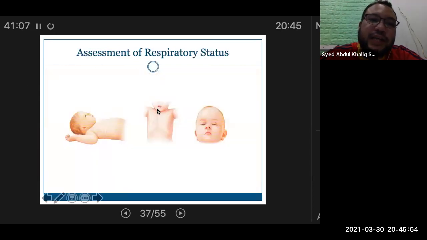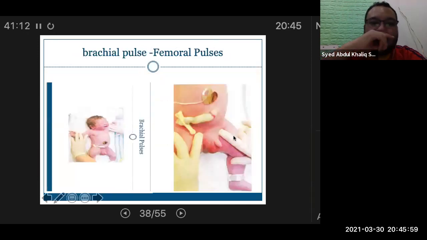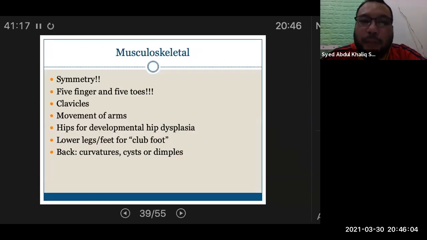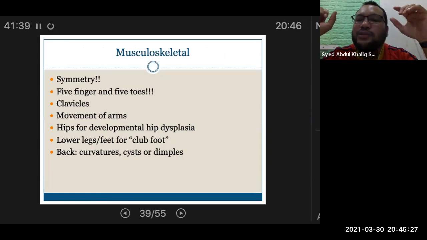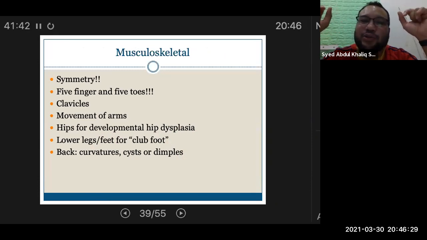You assess for retraction, chest retraction, subcostal recession, intercostal recession, nasal flaring. And then you assess brachial and femoral pulses, as I've shown before, compare, and always make sure that the baby is symmetrical. Meaning the right and left arms should be the same. If there's any asymmetry, then it is abnormal. Assess that the baby has complete 5 fingers and 5 toes, no fewer and no more. And the fingers and toes are normal, shouldn't be claw-like, shouldn't be polydactyly, syndactyly, and so on and so forth.